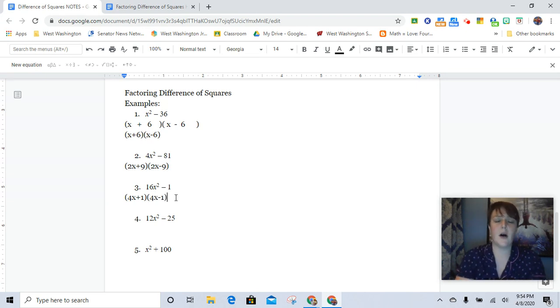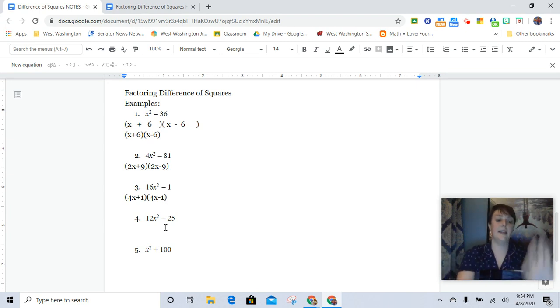So far, I've written them all plus first and then minus, or plus this and minus that. It doesn't really matter which order you put those in. Just in case you were wondering, this is just my particular technique. It does not matter which order you put them in, if it's plus first or minus first.